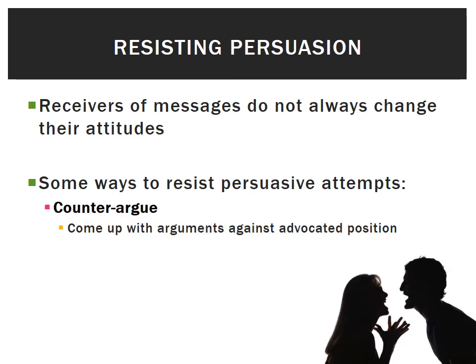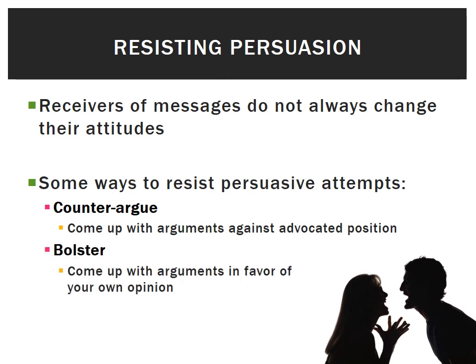One is to counter-argue. To counter-argue means to come up with arguments against the advocated position. So you're trying to discount the other side. For example, if someone's trying to convince you that some person is the best candidate for a local government position, saying, hey, you should vote for this person, you can counter-argue by bringing up problems with that person's voting history or bad things that person did in a previous position. Basically, you can say, no, that person's not the best one. So you're coming up with arguments against that advocated position, against whatever they're trying to convince you of in the message.